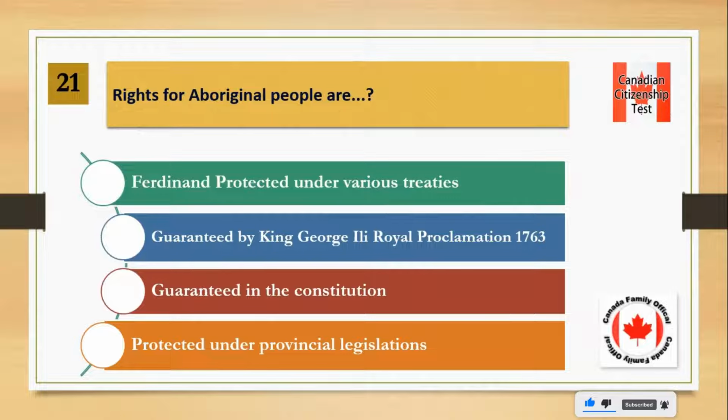Rights for Aboriginal people are Number 1, protected under various treaties. Number 2, guaranteed by King George's Royal Proclamation 1763. Number 3, guaranteed in the Constitution. Number 4, protected under provincial legislations. And the answer is guaranteed in the Constitution.